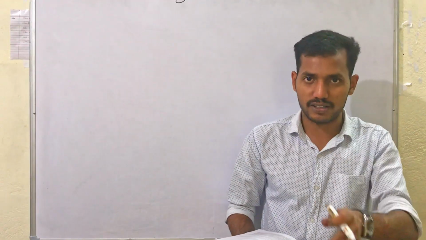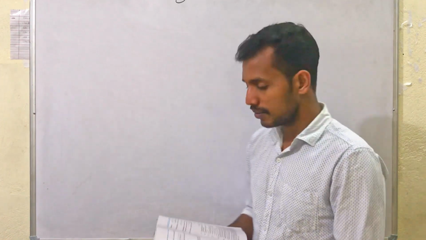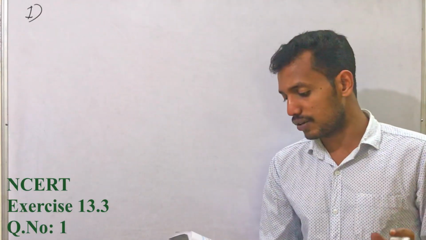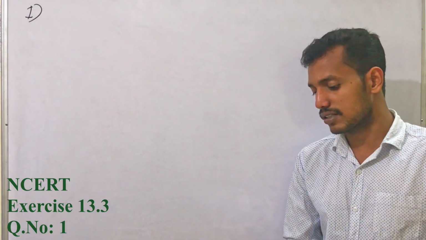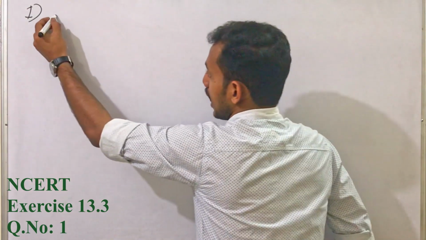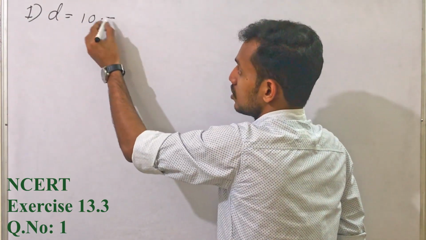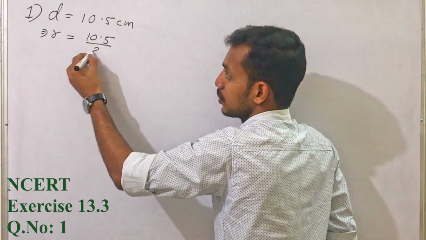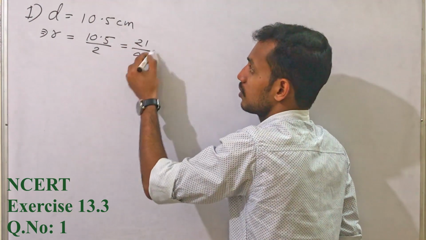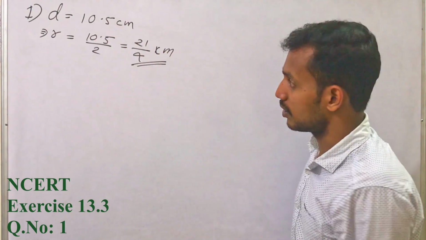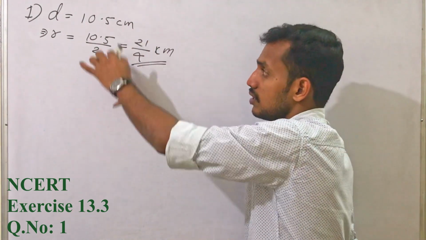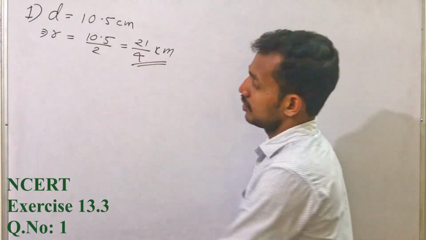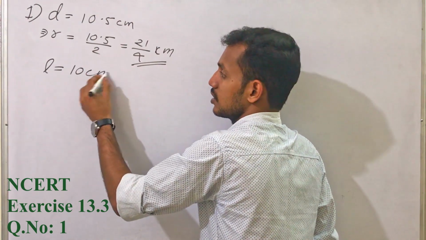Now let's take some questions from exercise 13.3 to apply this formula. First I am starting with a simple question: the diameter of the base of a cone is 10.5 cm and its slant height is 10 cm. Find its curved surface area. So here the diameter is given as 10.5 cm, which implies radius equal to 10.5 by 2, half of the diameter, which is equal to 21 by 4 cm. Here it was in decimal point, but I converted it into a fraction by multiplying numerator and denominator by 2. Then what is the slant height? Slant height is given as 10 cm.